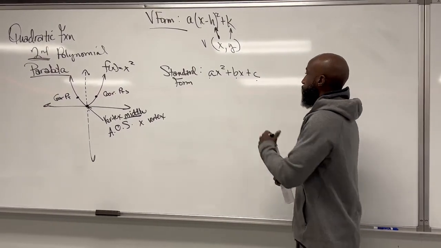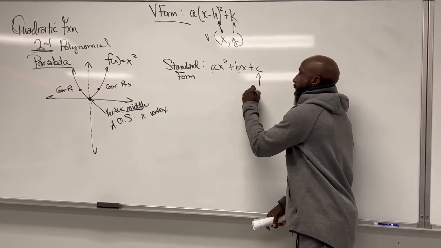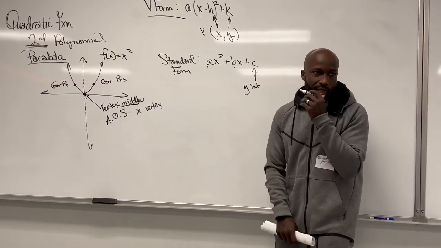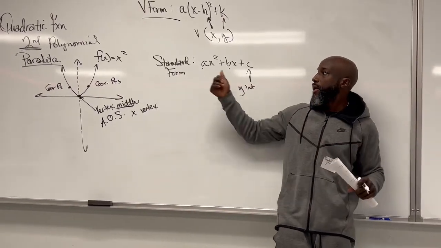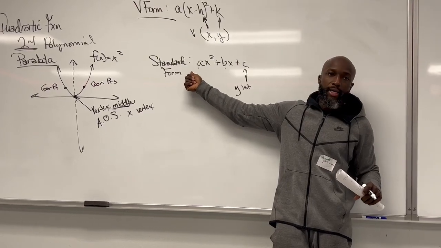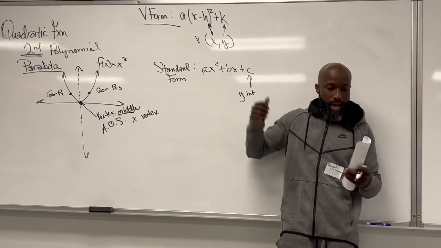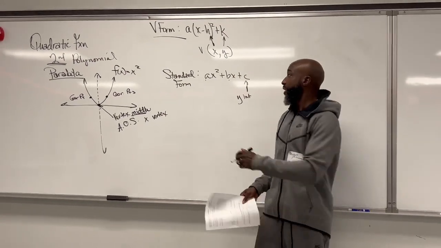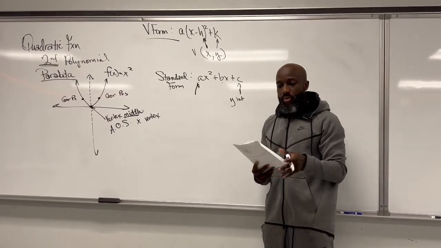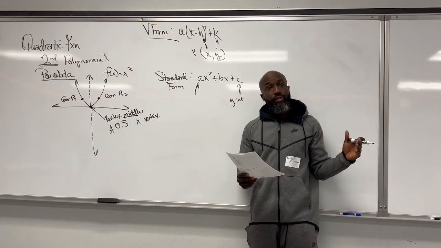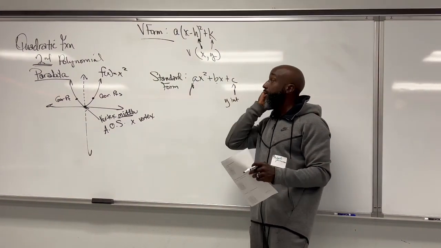The other thing I want you to keep in mind is the c is also known as the y-intercept. So there is a point that you absolutely know every time you see a quadratic equation in standard form. You always got this point here, the y-intercept, okay? And then the a is still the a. This a is that a. That's the same thing, okay? So now we're going to talk about graphing using vertex form, and then we're going to look at graphing using the standard form.